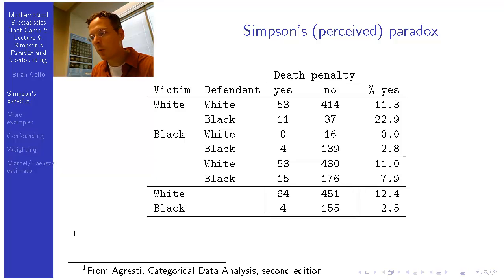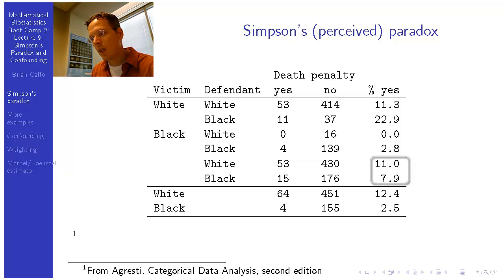So we're looking at the percentage of people that got the death penalty. So if you look, white defendants received the death penalty a fewer percentage of the time, 11 to 22%, for both white victims and black victims. 0 of the white defendants received the death penalty for the black victims versus 2.8%. Okay? But then something kind of paradoxical occurs. If you disregard the race of the victim, it actually comes out that white defendants received the death penalty a greater percentage of the time, 11% to 8%.